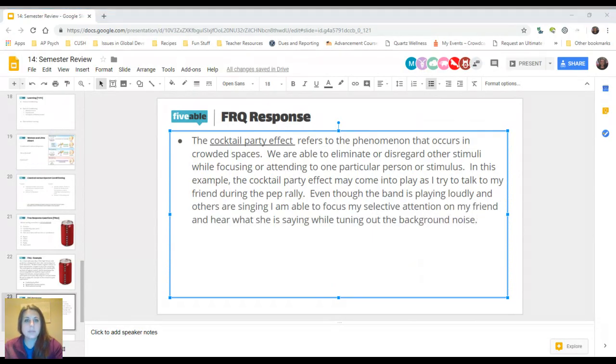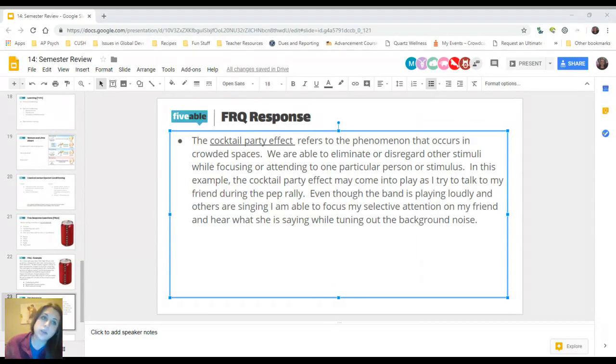So that would be a good answer for a variety of reasons. First, I started by defining the term, and I gave a definition in my own words. That's important. Try to put the definition in your own words while remaining accurate. Then I jumped right into talking about the situation.